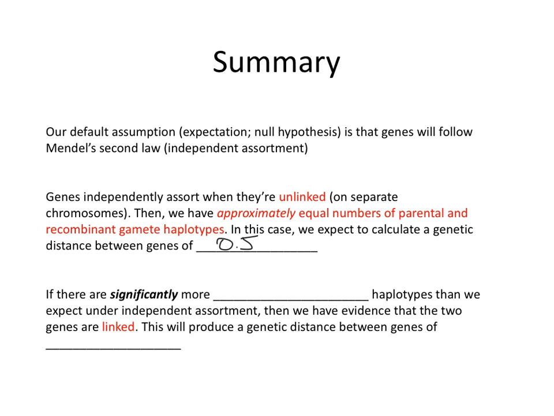Right. So what I want you to do is to look at this summary, look back through the notes, reconvince yourself of how these calculations work. When there are more parental haplotypes than you expect, then you have evidence of genes being linked. Fewer recombinants than you expect. And that gives you a distance between genes of between 0 and 50 centimorgans when they're linked.